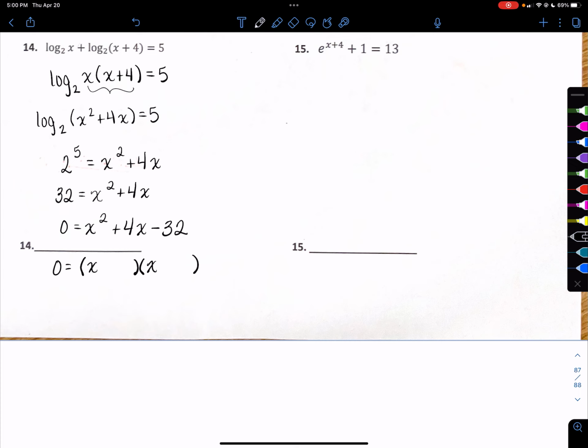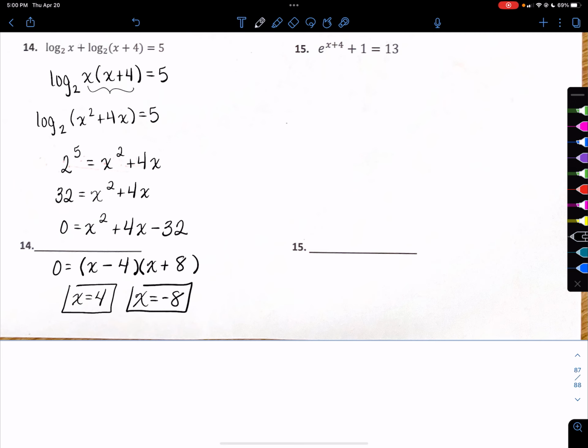We have 1 and 32, but they won't make 4. I have 2 and 16, but they won't combine to 4. I have 4 and 8. They'll combine to 4. So I'm going to put 4 and I'm going to put 8. 4 needs to be positive, so I need the bigger number to be positive. Now using zero product property, x equals positive 4 and x equals negative 8.